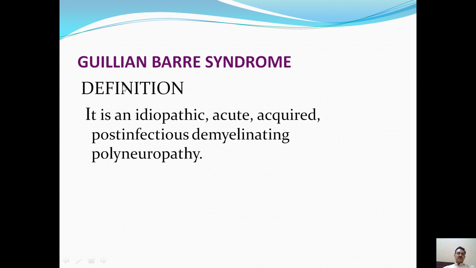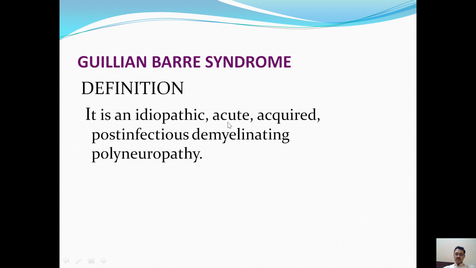So what is GBS actually? GBS is an idiopathic, acute, acquired, post-infectious demyelinating polyneuropathy. At this moment we do not know the cause, so we call it idiopathic, that is acute onset. We always say GBS progression can only last for 4 weeks. A patient can present within 4 weeks or later than that, but the weakness progression cannot be more than 4 weeks. So the maximum progression for a disorder to label it as GBS is 4 weeks.